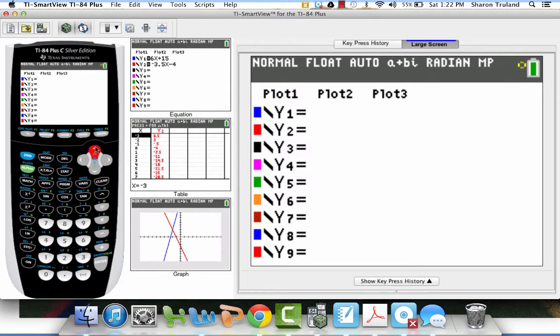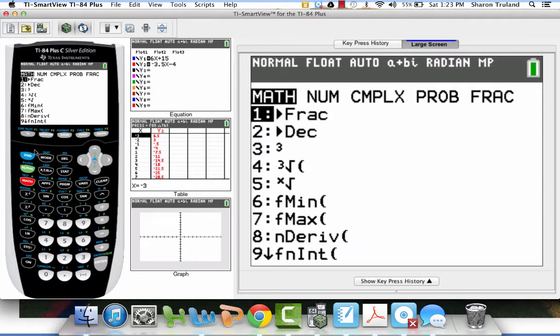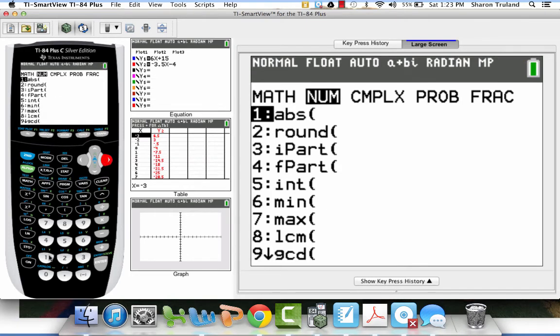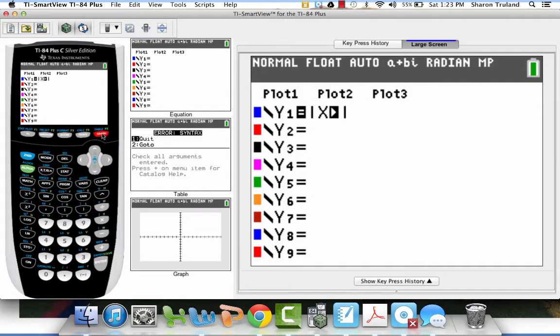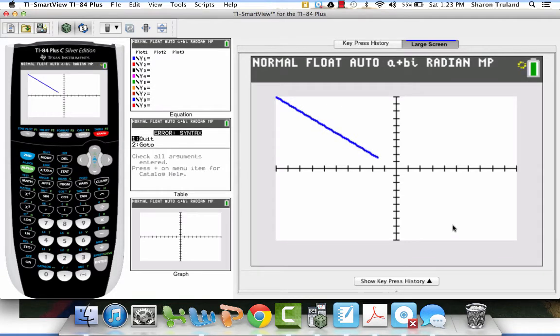Say I needed to graph this, and we're going to learn about translations of absolute values, but then we're getting ahead of ourselves. Remember, I go into Math. I scroll over to Number. I pick absolute value, and since I'm graphing, I'm going to put X in there. When I graph it, look, I get my wonderful absolute value V.